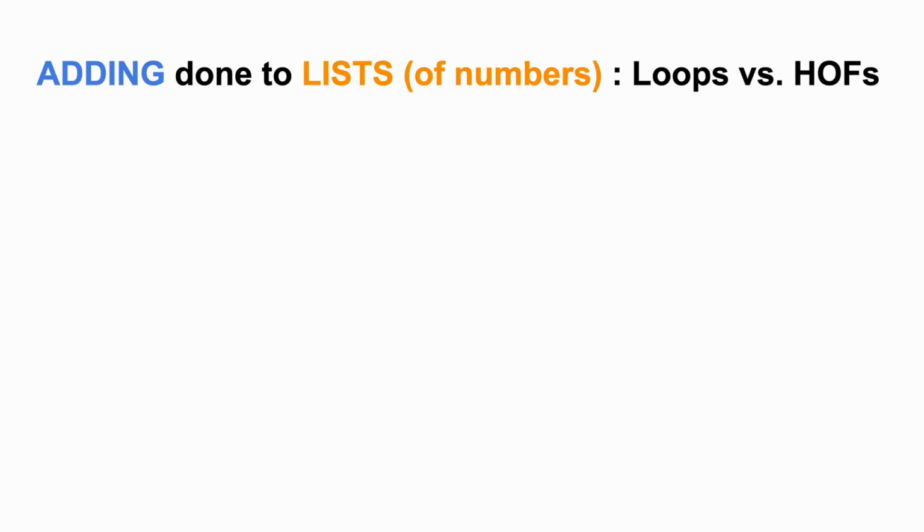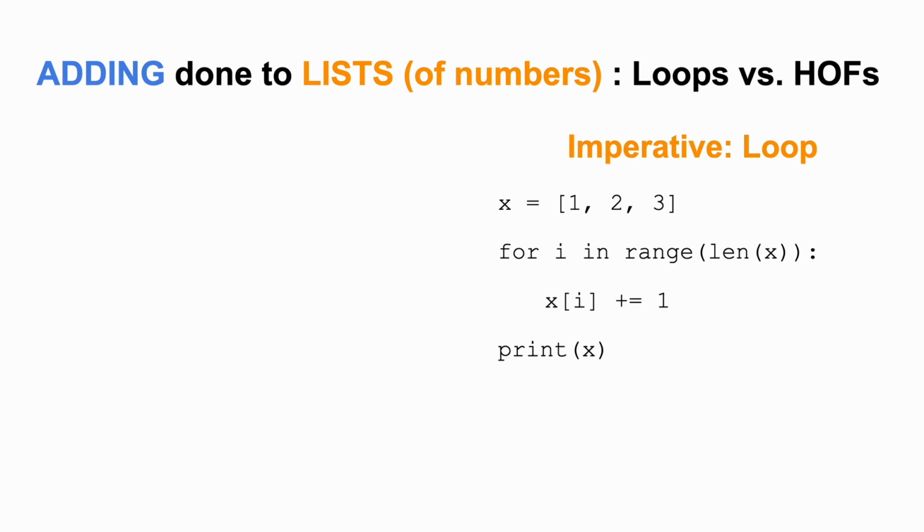Now, let's take a look at how you might use higher order functions and contrast it with an imperative implementation you might be more familiar with. Let's say I have a list of 3 numbers and I want to add 1 to each of them. Under an imperative paradigm, I might initialize a variable x with a list 1, 2, 3, and use a for loop to iterate over the list, adding 1 to each value. Lastly, I print x, which should yield 2, 3, 4.